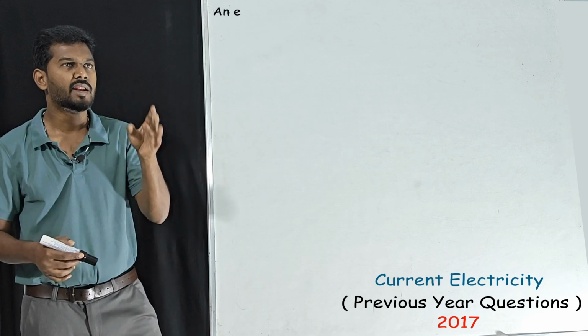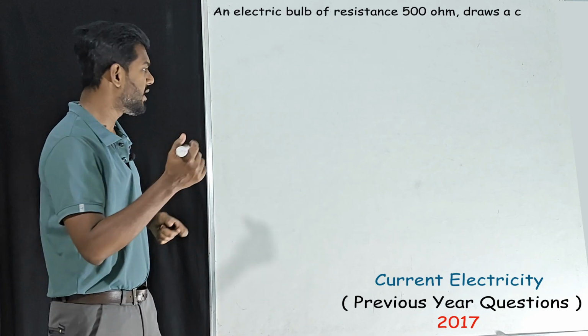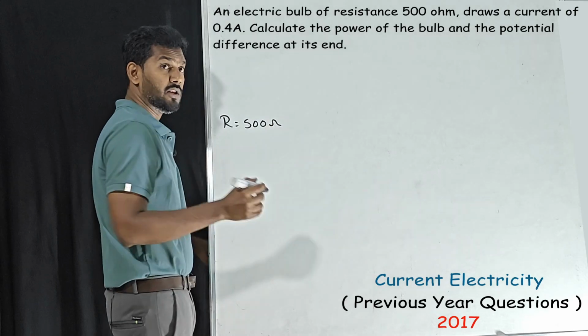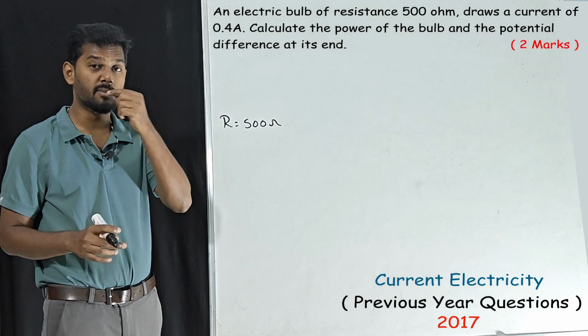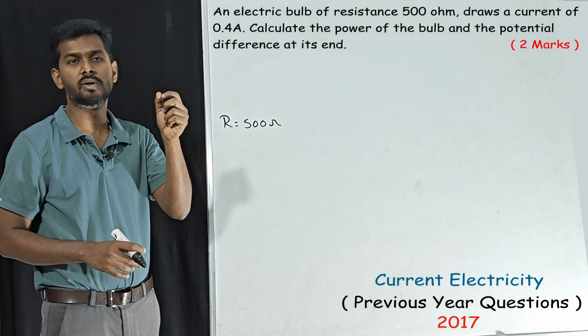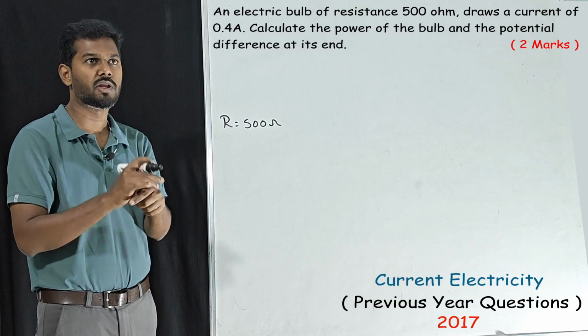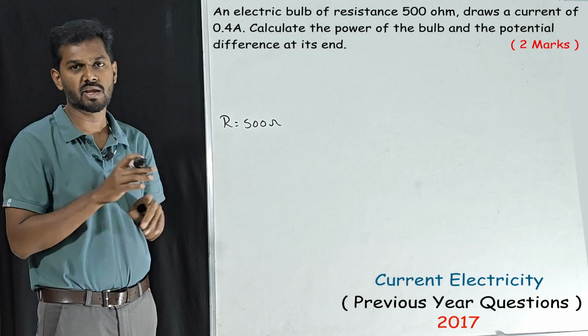Our next question: an electric bulb of resistance 500 ohm. Now you will get to know how the board exam numericals are very simple. Only a few numericals are a little tricky, but simple only. If you know the method, we can solve it.